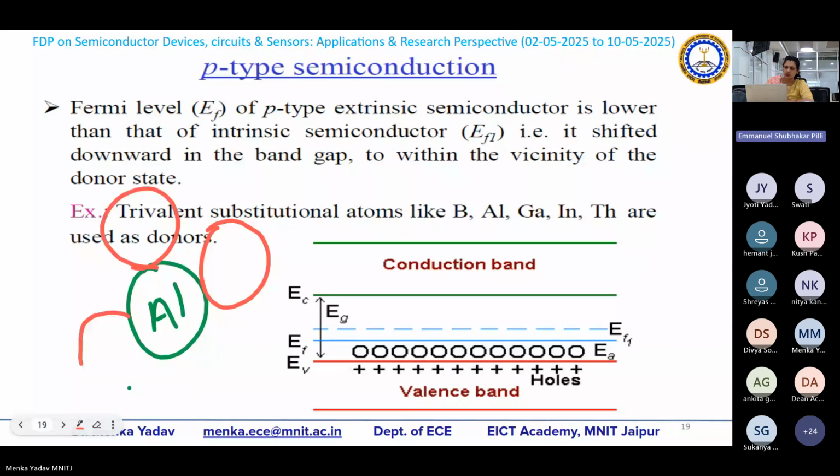So two electrons, and one electron now is left for aluminium. So it needs one more electron to get into the stable condition. But this electron is not available, right? So this creates a hole. This is going to create a hole. Here there is a hole.